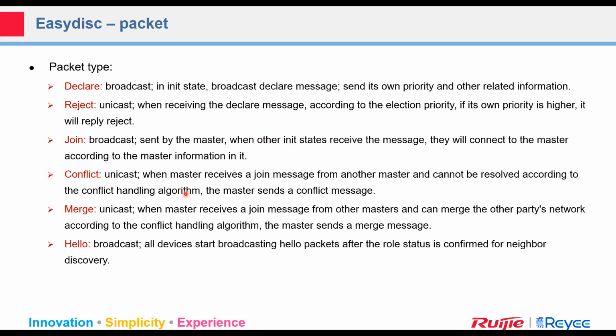The conflict packet is a unicast packet: when a master receives a join message from another master, it cannot be resolved. So this is a conflict, where a master receives a join message from another master. Merge is when a master receives a join message from another master and merges the other party's network accordingly. Hello is a broadcast packet to all devices, to confirm the role status of the confirmed neighbor discovery.